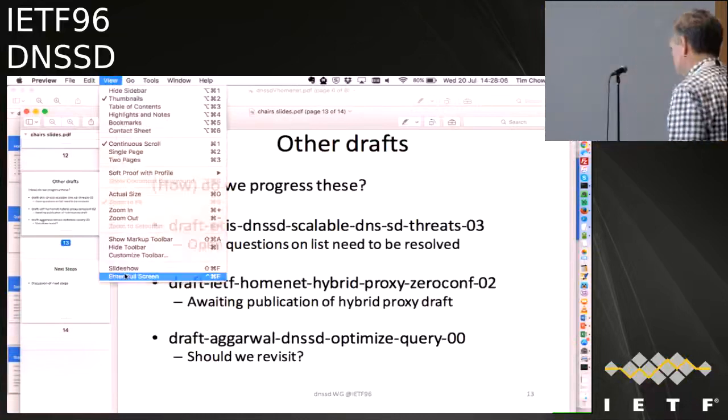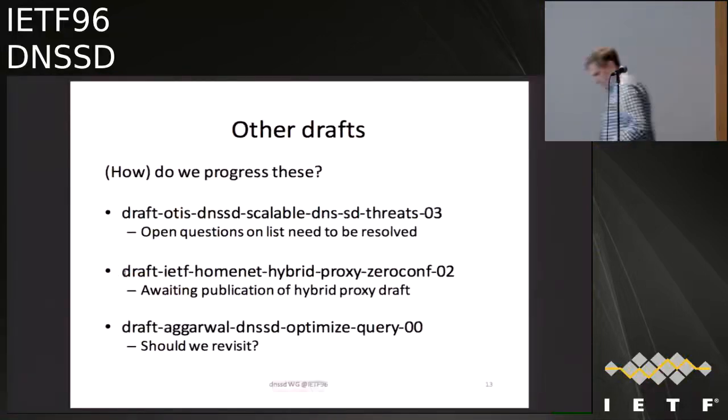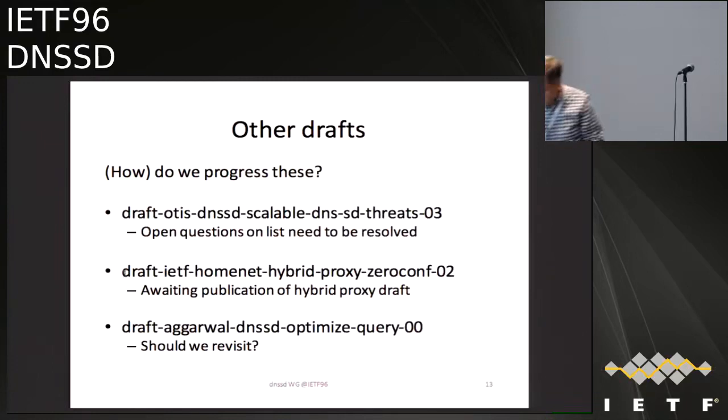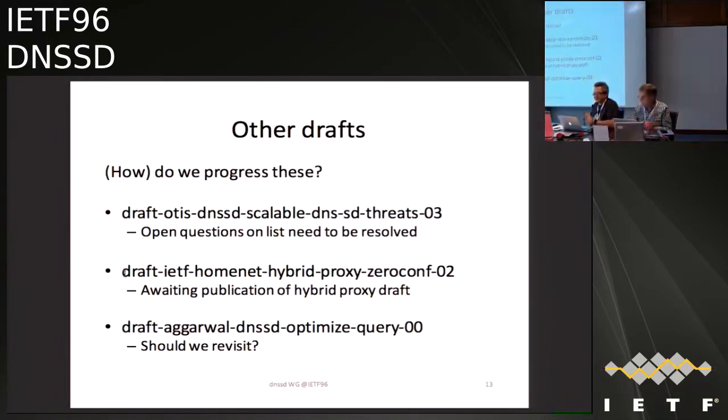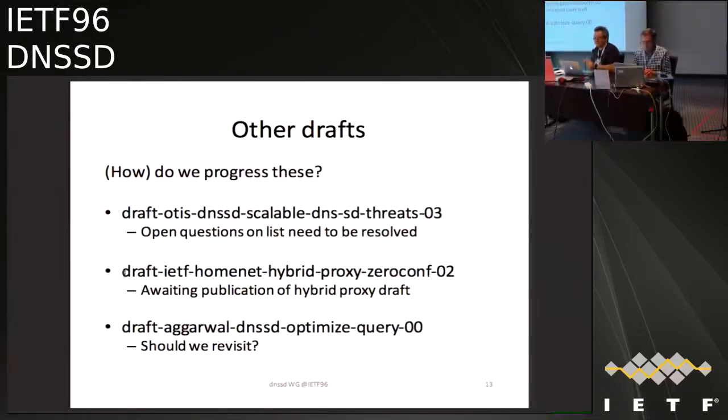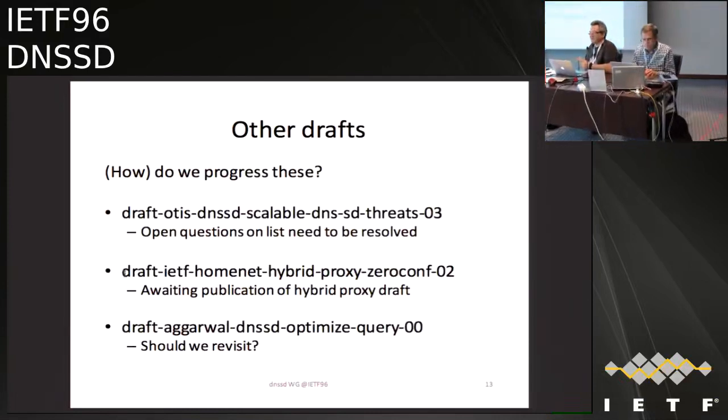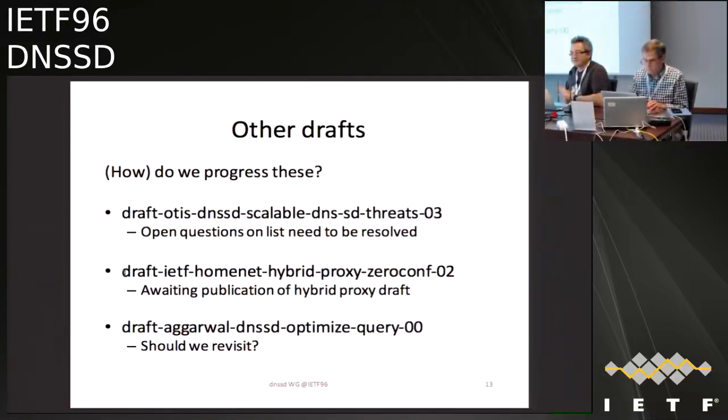I think we've heard about hybrid proxy zero conf from Ray, and we'll have to take that via Ray and discuss it with Marcus about where we stand with that. We've got 2 other drafts. The general DNSSD threats document is parked. We're not going to ask for adopting it. There are outstanding questions from a couple of people against that draft on the list that have not been answered. So once the authors answer those questions satisfactorily, we may be able to progress that. So do check the list for that thread and comment on it if you can.